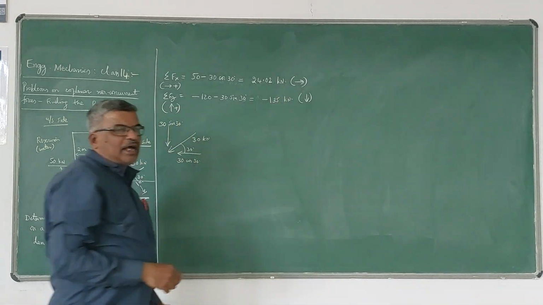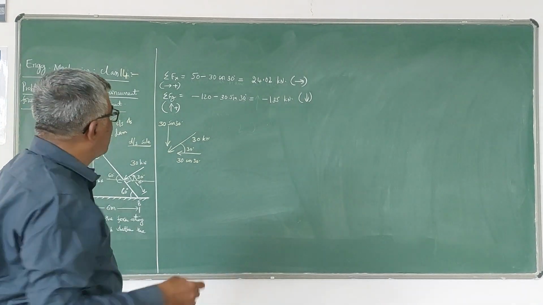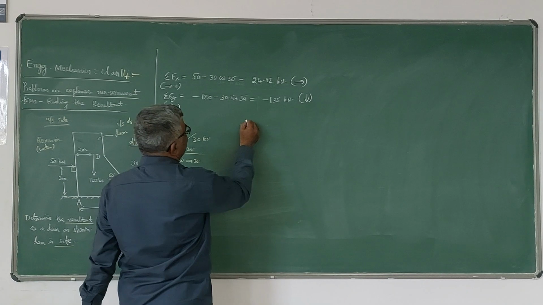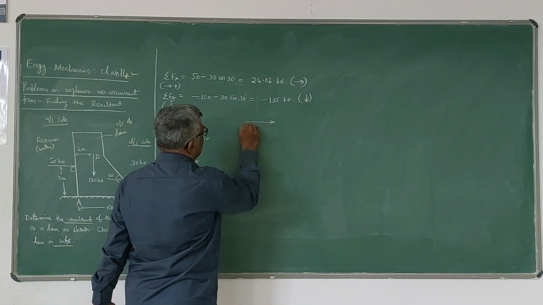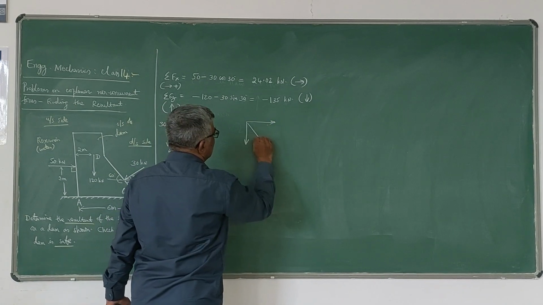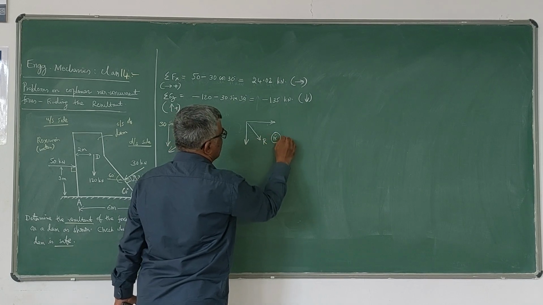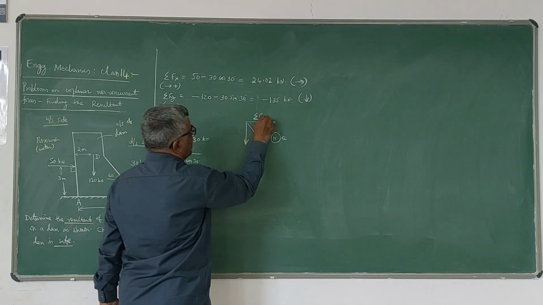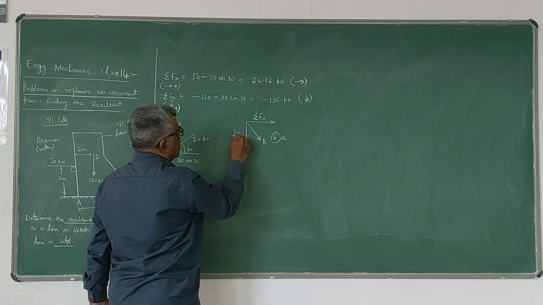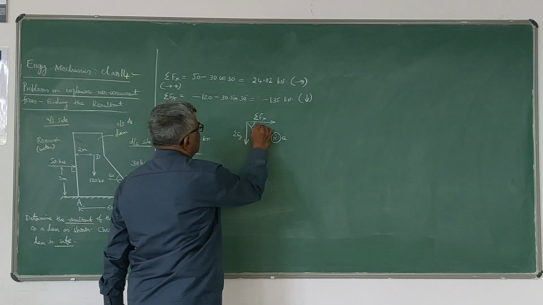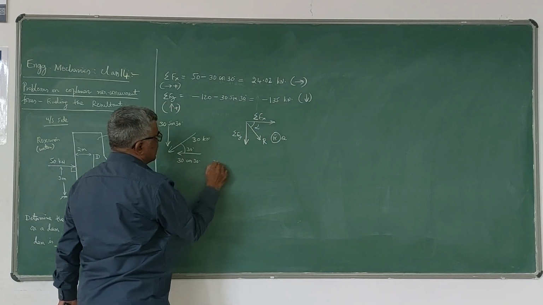Now once you know the directions of sigma fx and sigma fy, you can just find the direction of the resultant force. So sigma fx is like this, sigma fy is like this. Definitely resultant force lies in the fourth quadrant. So depending on the direction of sigma fx and sigma fy, you can decide the direction of the resultant, fourth quadrant. Now alpha we will find out. So magnitude and direction we need now.